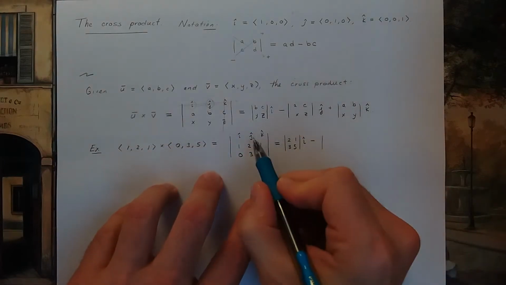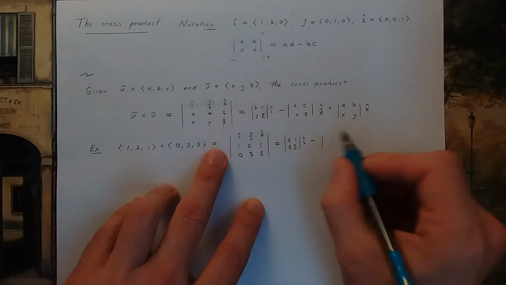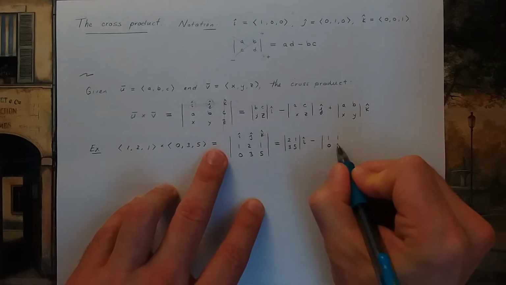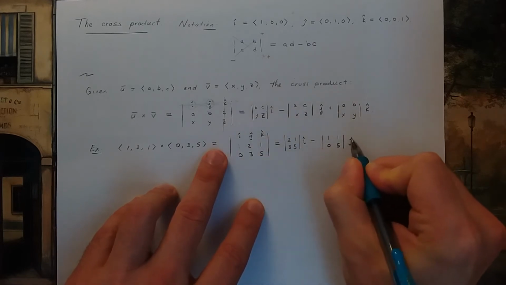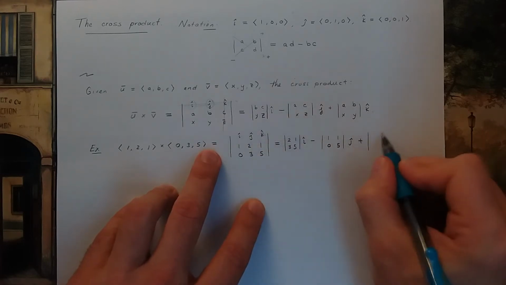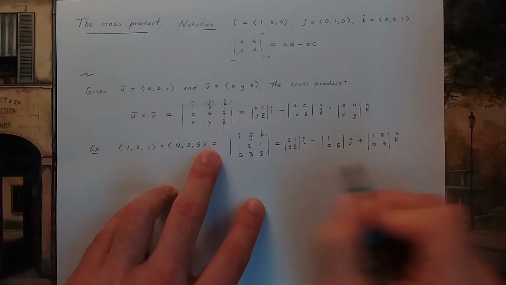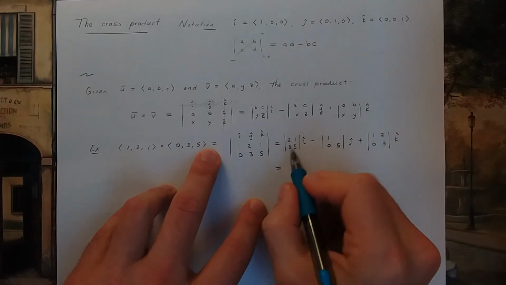Minus, now I'm going to cross off the row and the column containing j hat. I'm left with 1, 1, 0, 5, j hat. And then lastly, plus 1, 2, 0, 3, k hat. So I'll do the calculation.